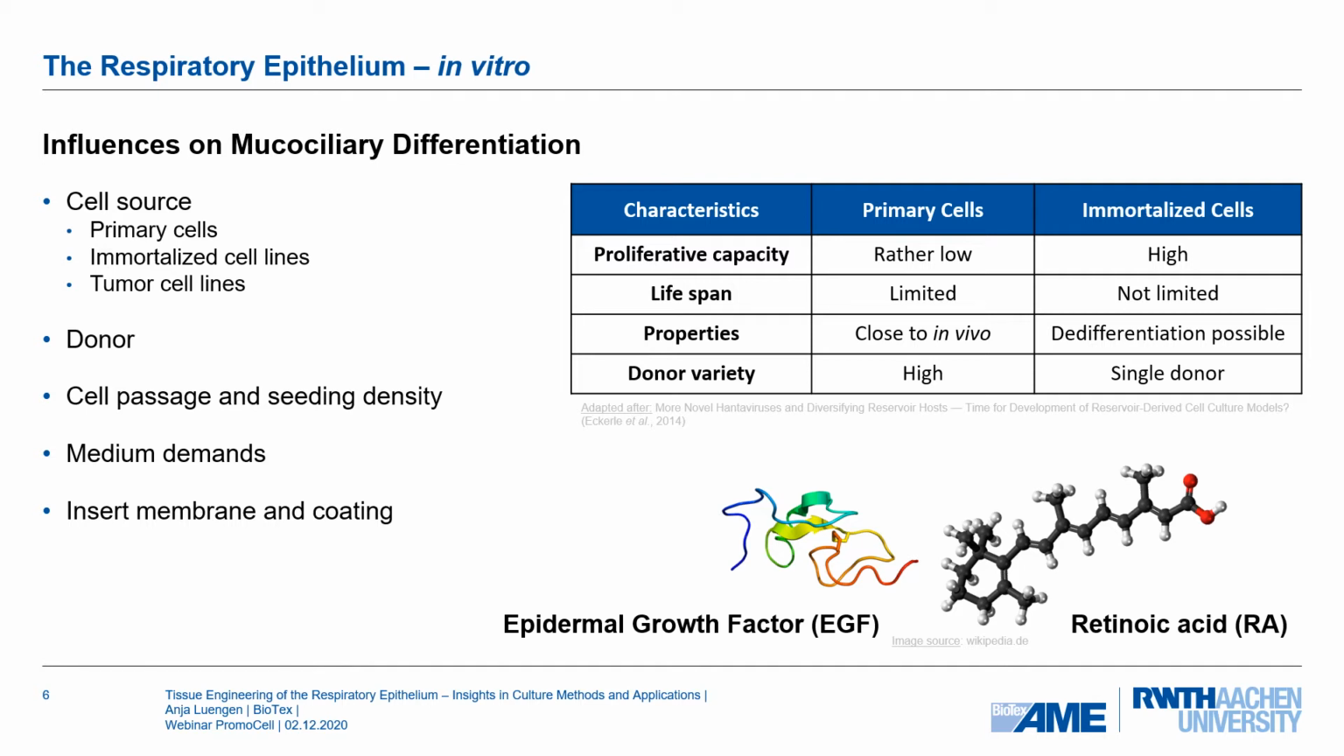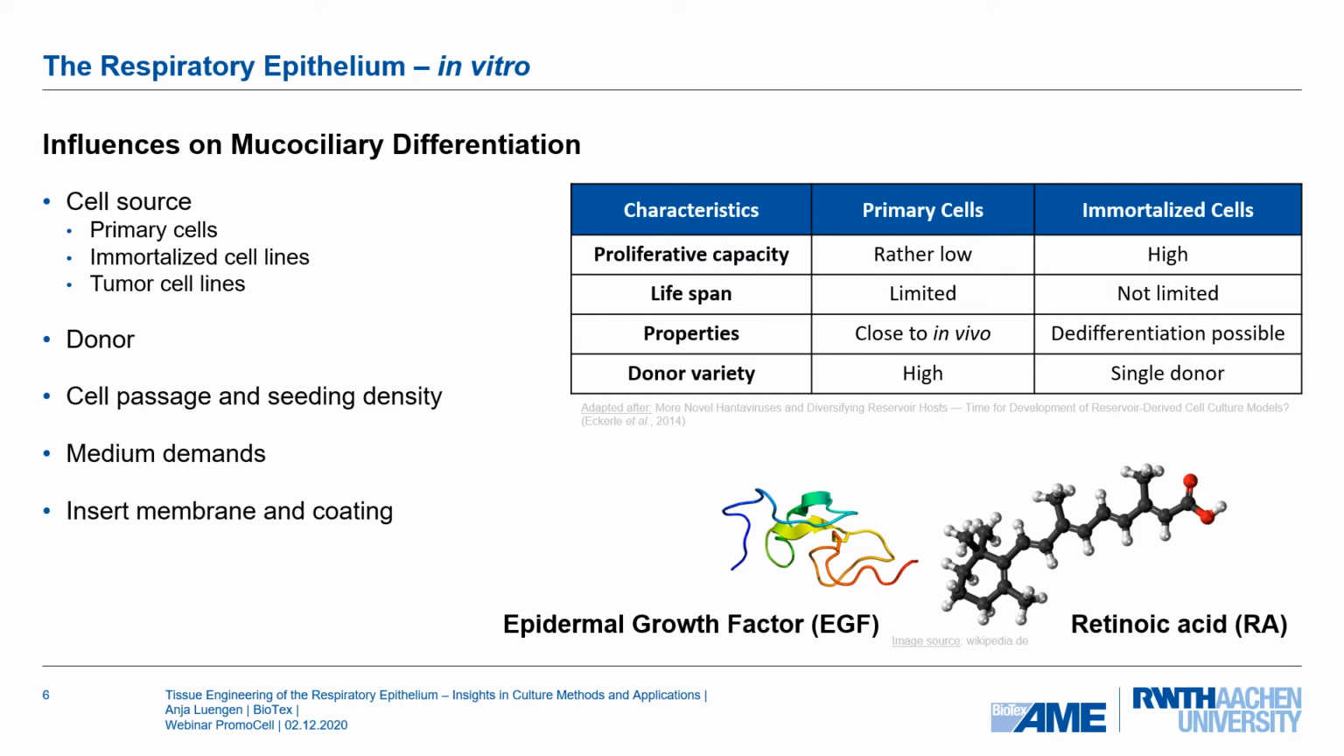As primary cells only provide a very limited lifespan and also require connection to the clinic to receive the tissue for cell isolation, researchers also use immortalized cell lines or tumor-derived cell lines. The phenotype of the latter, the tumor-derived cell lines, is not really comparable to healthy tissue. But literature reports mucociliary differentiation of immortalized respiratory epithelial cells. Still, their use is not recommended for tissue engineering applications due to their genetic modification.